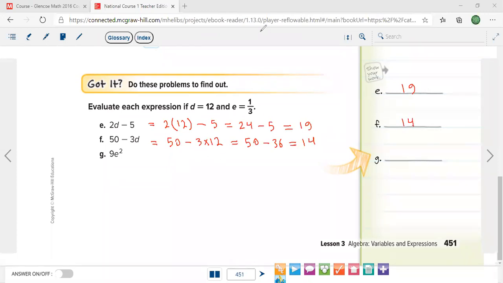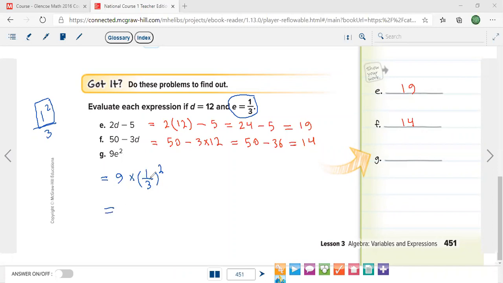9e squared. So you know that this is 9 multiplied by e, which is a third, to the power 2. So you must put the fraction in a bracket, because if we put it this way, 1 over 3 power 2, maybe someone will think that the power 2 goes for the 1 only. No, sir. Power 2 is for e, all of it. So you put it in parentheses.